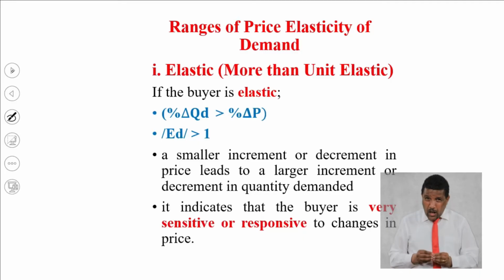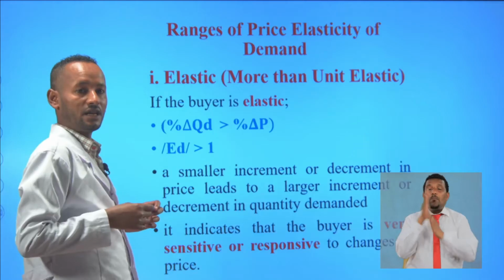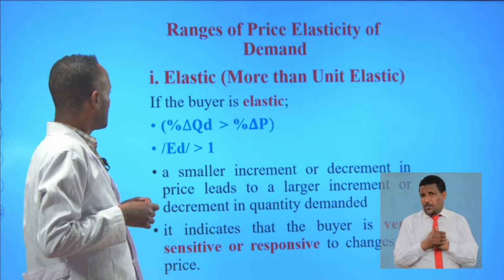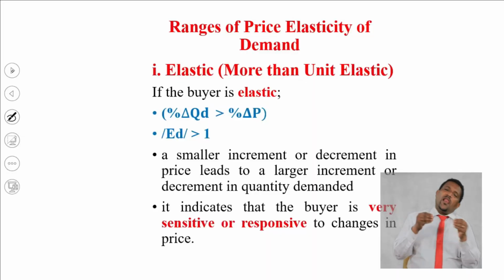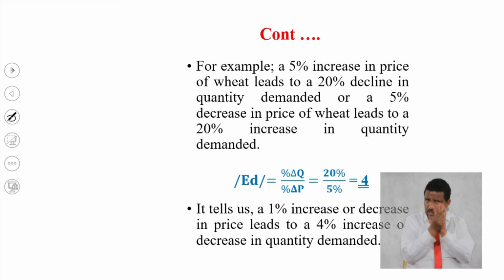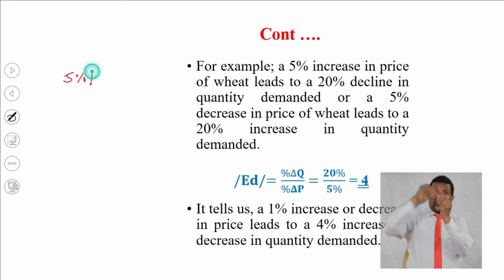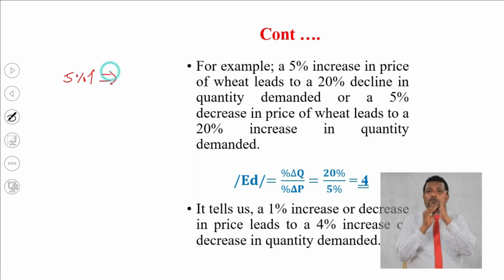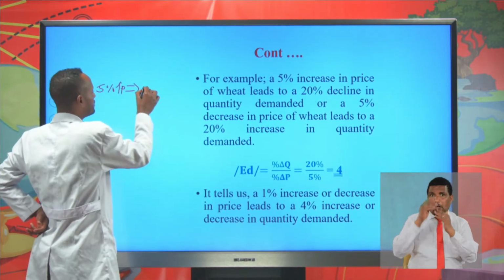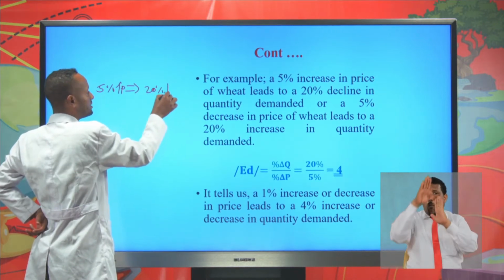Mathematically, after calculating the price elasticity of demand, if you get a value which is greater than 1, then you can consider the buyer as elastic or more than unit elastic. For example, a 5% increase in price of wheat leads to a 20% decline in quantity demanded. A 5% increase in price of a commodity is a little increment, but the resulting decrement in quantity demanded is more than the increment in price, which is a 20% decline in quantity demanded.